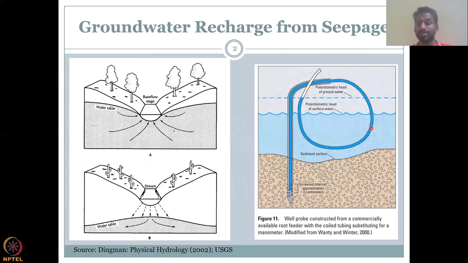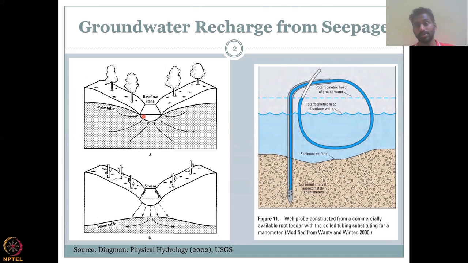Groundwater recharge from seepage. Why is this very important? This forms a very important task, especially in environments where there is a water body, because a water body can influence the groundwater movement, both recharge and discharge. So in this lecture, we are going to look at recharge.